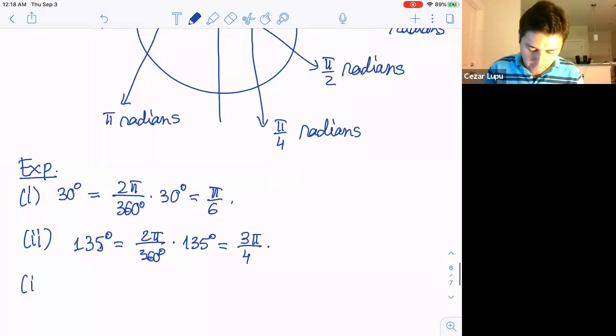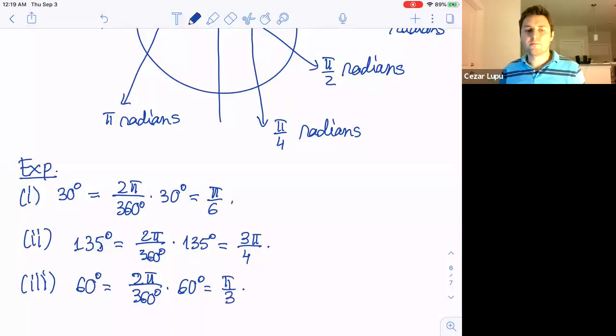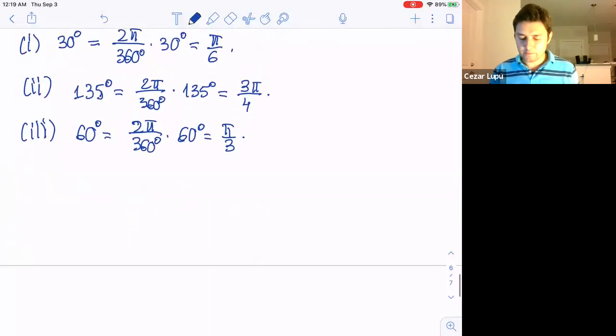Okay, let's see another one. Let's say 60 degrees. This is nothing else than 2π over 360 times 60. And this will give you just pi over 3. You can just play around with these examples, right? This is very easy to see, okay.